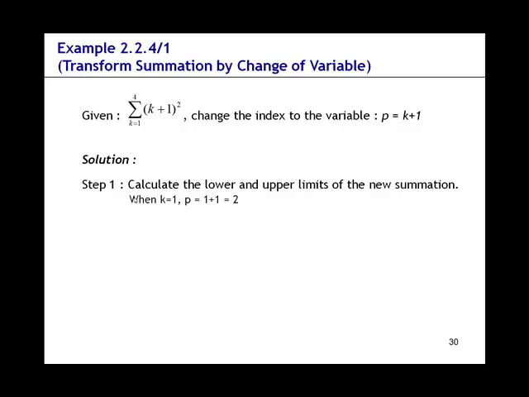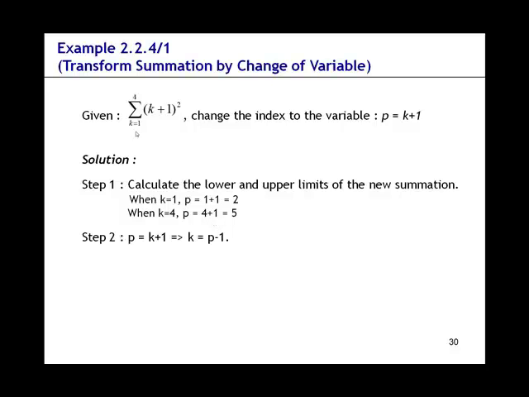How do you do that? We basically take the original lower limit. So when k equals 1, this is the original lower limit. And we substitute this into the relationship given to us, p equals k plus 1. So when k equals 1, p will be 1 plus 1. You substitute 1 in the place of k, so it becomes 1 plus 1, so p equals 2. So p equals 2 will be my lower limit for the new summation. And for my upper limit, k equals 4. So when k equals 4, p will be 4 plus 1, which gives you 5. So p equals 5 is my new upper limit.